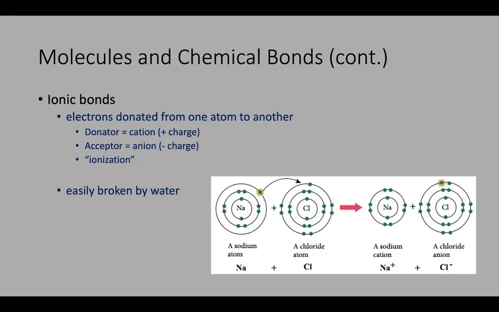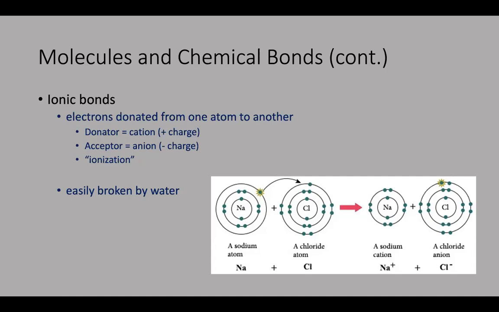The negatively charged atom is the electron acceptor, and that's called an anion. So anion, negative charge, it takes on the electron that was donated. The molecule that's donating the electron then becomes positively charged, and it's called the cation. So cation and anion, you always have those paired up in an ionic bond.